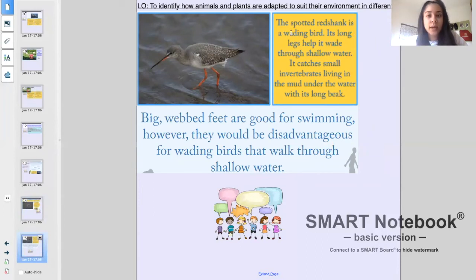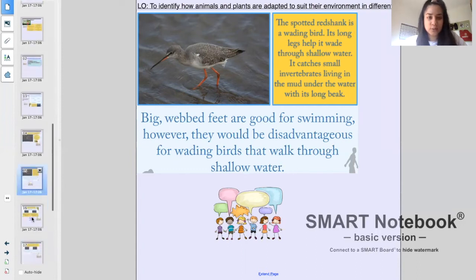And it's a wading bird. Its long legs help it to wade through shallow water. It catches small invertebrates living in the mud under the water with its long beak. So big webbed feet are good for swimming. However, they would be disadvantageous, so not helpful, not beneficial, for wading birds that walk through shallow water. Okay? So well done if you had those kinds of thoughts.